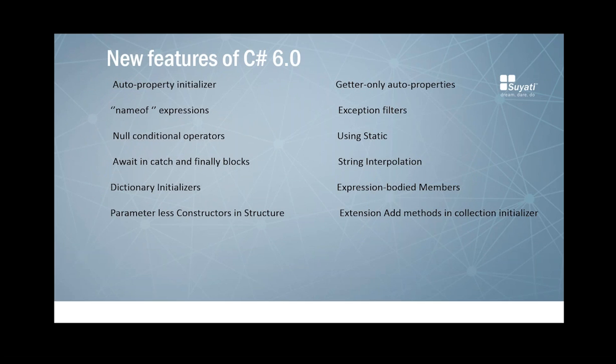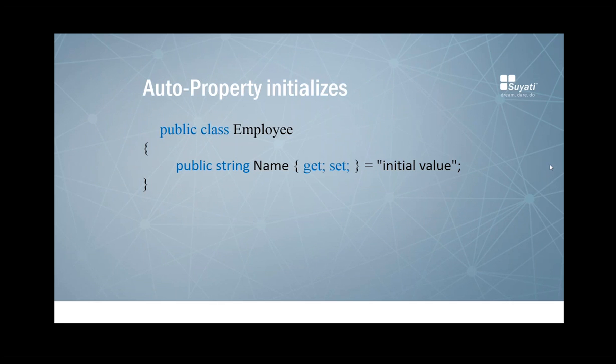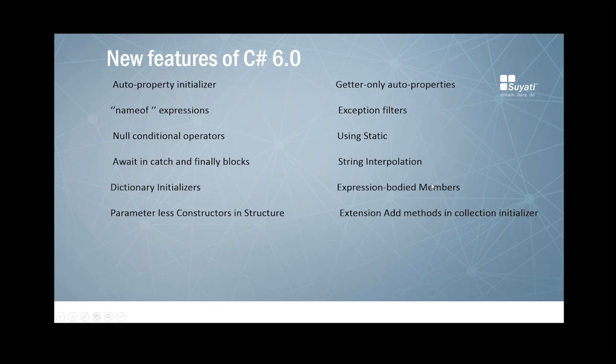The new version, C# 6, has a lot of features: auto property initializer, get-only auto properties, nameof expressions, exception filters, null conditional operators, using static, await in catch and finally blocks, string interpolation, dictionary initializers, expression-bodied members, parameterless constructors in structs, and extension Add methods in collection initializers. Now I am going to explain all the features in detail.